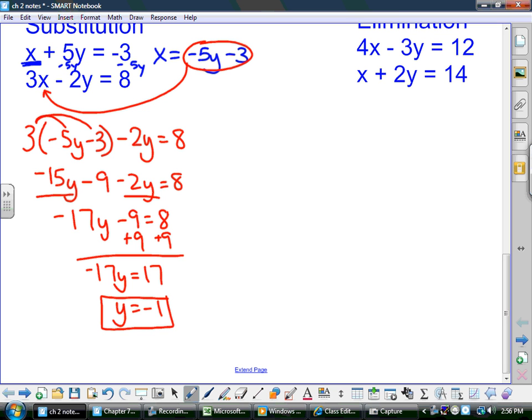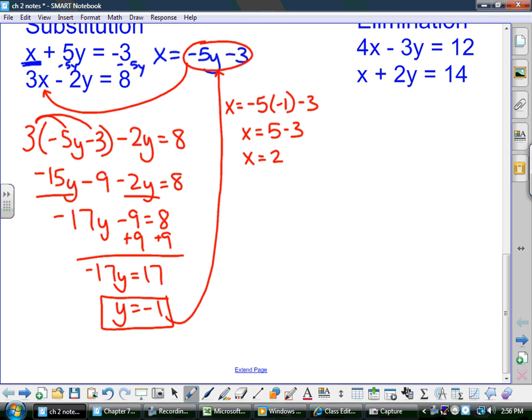Once you have a solution for y, we need to figure out what x is, so we'll take that number for y and plug it in, and figure out that x equals 2. Since this final answer does represent a point on the graph, we're always going to answer these systems as an ordered pair.